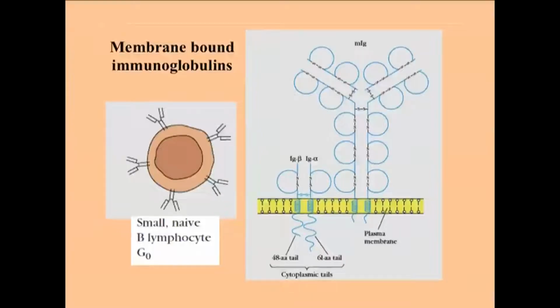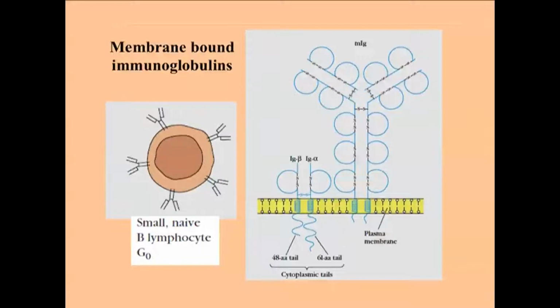So, if we look into the carboxy terminal domain of the membrane bound immunoglobulin, then we can see a transmembrane region made of hydrophobic amino acids. It is needed to hold the immunoglobulin molecule on the surface, okay, but it is not needed in the secretory immunoglobulin molecule. So, this region is absent in the secretory immunoglobulins.